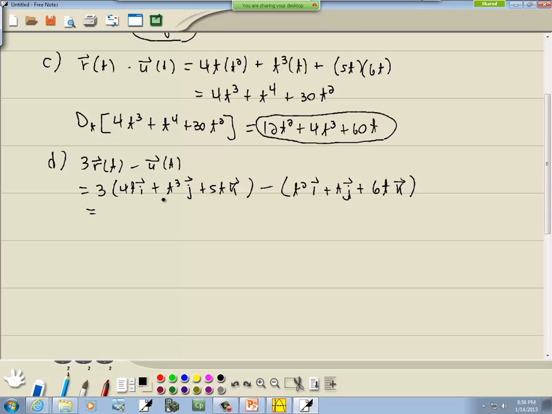Well, 3 times 4 gives us 12, so we've got 12t i. 3 times t to the third gives us 3t to the third j. 3 times 5 gives us 15t k. And this negative flips the sign of everything here, so that becomes a negative t squared i minus t j minus 6t k.